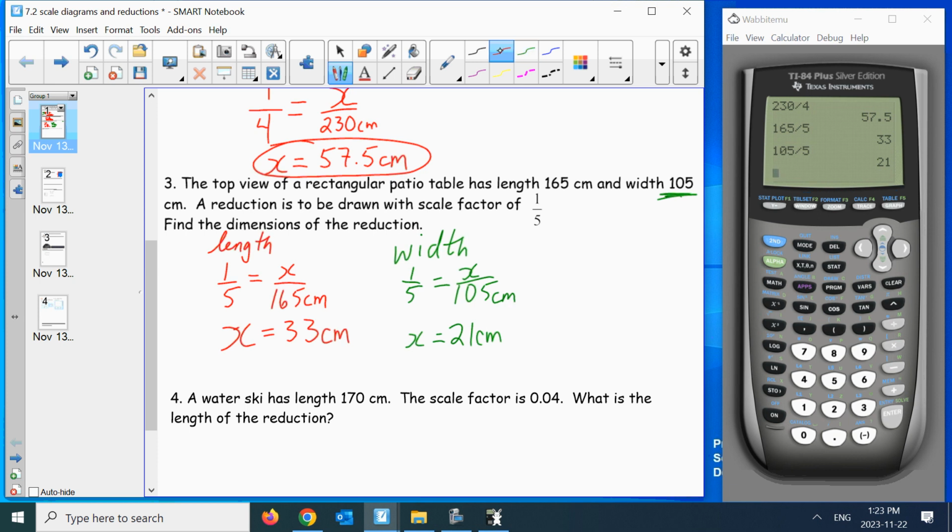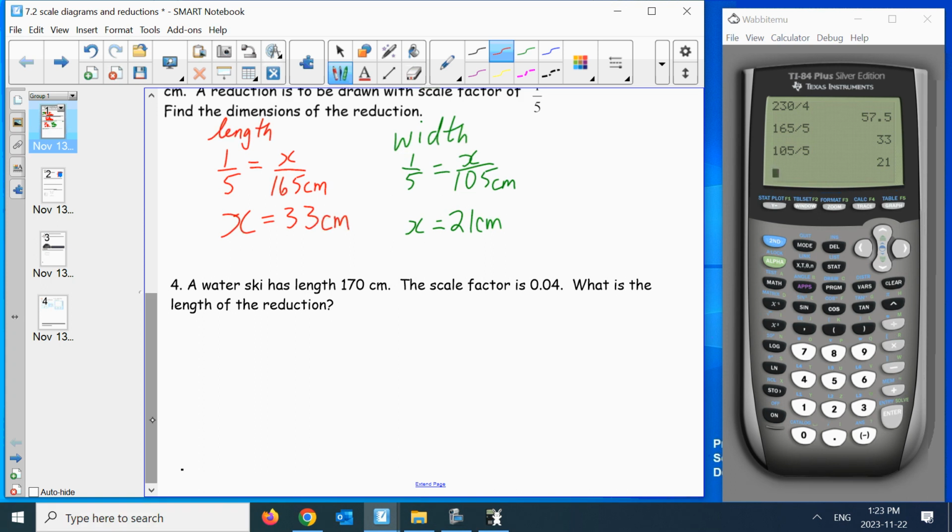Okay. Last one. The water ski has an actual length of 170. The scale factor is the decimal 0.4. We're going to use the decimal trick, out of 1, to make it a fraction. What is the length of the reduction? 0.4 out of 1. The scale is the reduction, x. The actual item is 170. I'm going to say, well, x.